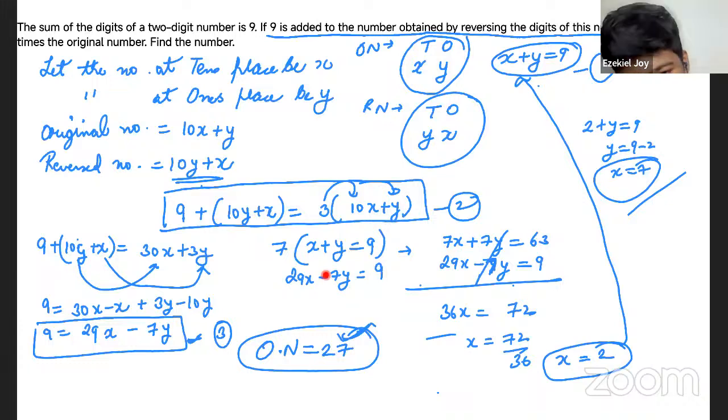Why did you put a 7 before the x plus y equals 9 when you were going to do the elimination method? See, I want to make the same coefficient of y. Here it's 7y, it's not y, so I multiply the whole equation by 7. That becomes 7x, 7y, and 7 times 9 is 63. That's why the coefficients become the same.